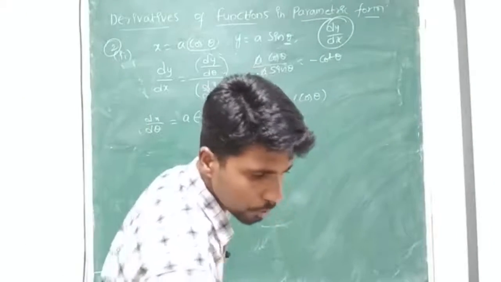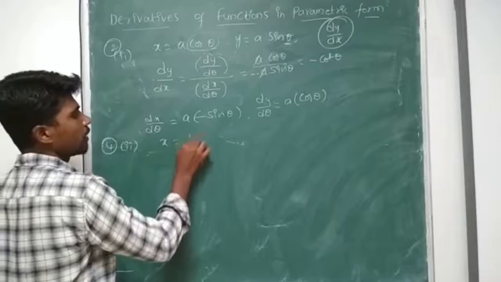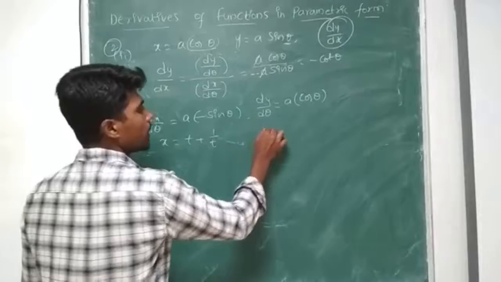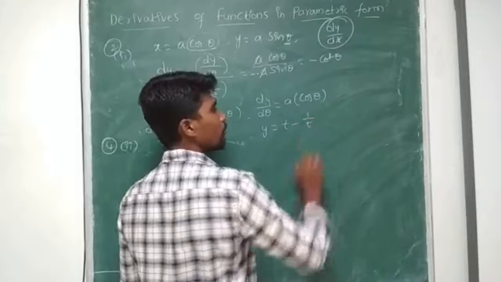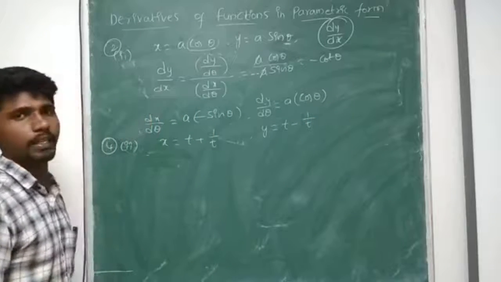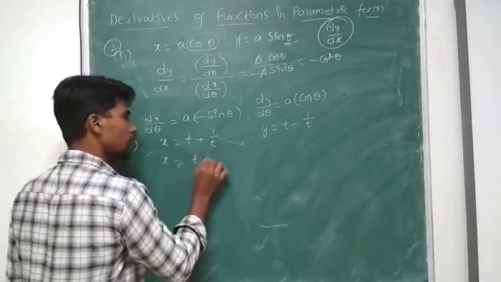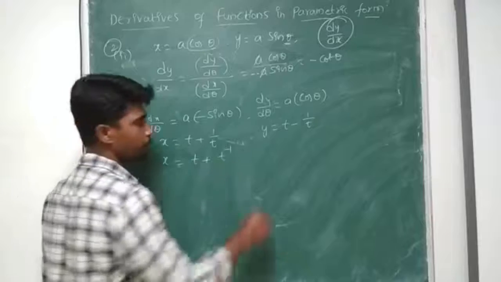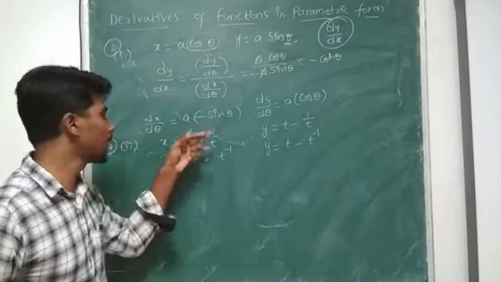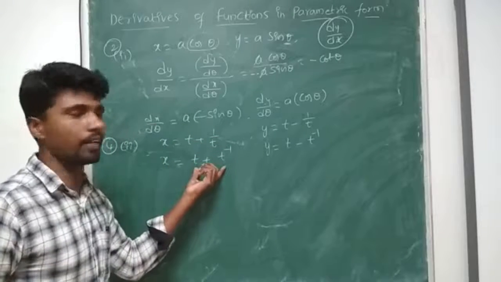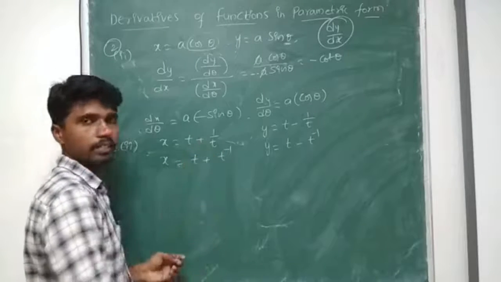Now for the next question, fourth and second, x is given as t plus 1 by t and y as t minus 1 by t. I want to rewrite these functions as x is equal to t plus t power minus 1, y is equal to t minus t power minus 1. Instead of taking LCM and the u by v formula, this is easy for me. One more way we can do it is taking LCM and simplification.